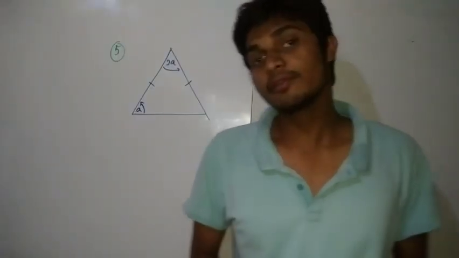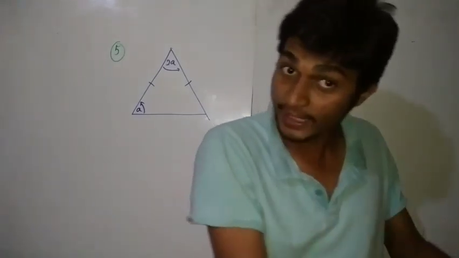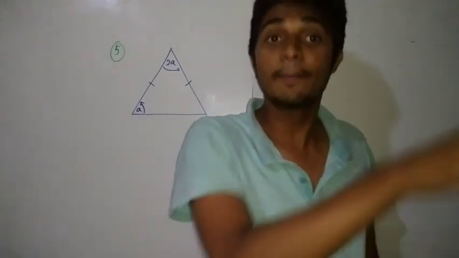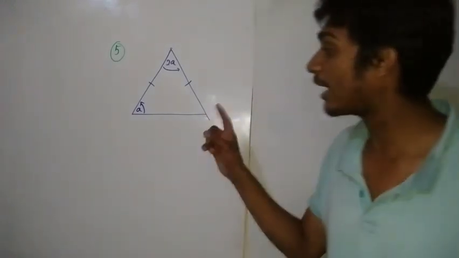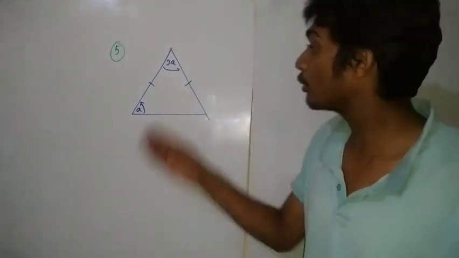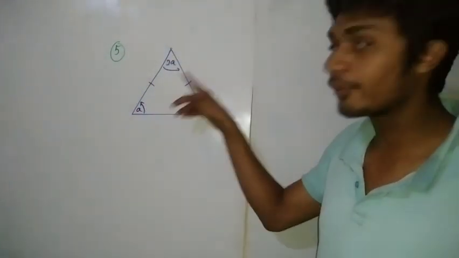The fifth problem that they have given is an isosceles triangle, right? If you want to know what an isosceles triangle and an equilateral triangle are, go to the grade 10 playlist. You have about equilateral and isosceles triangles. So here what you have is an isosceles triangle. How do you know that? Because you have two sides that are equal. How do you know that these two sides are equal? Because they have given you this mark, right?